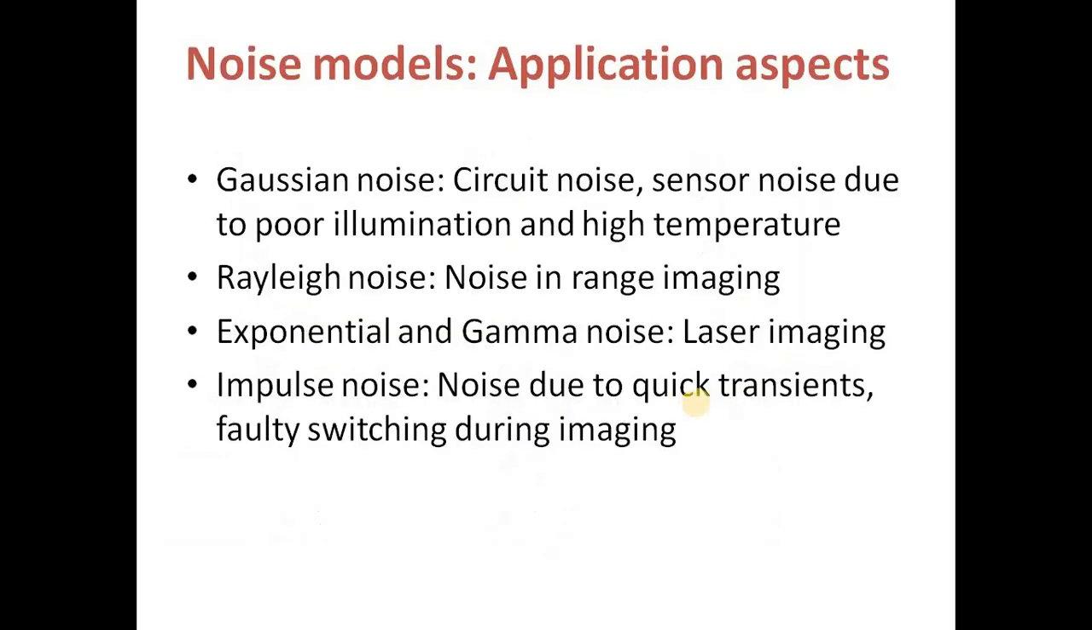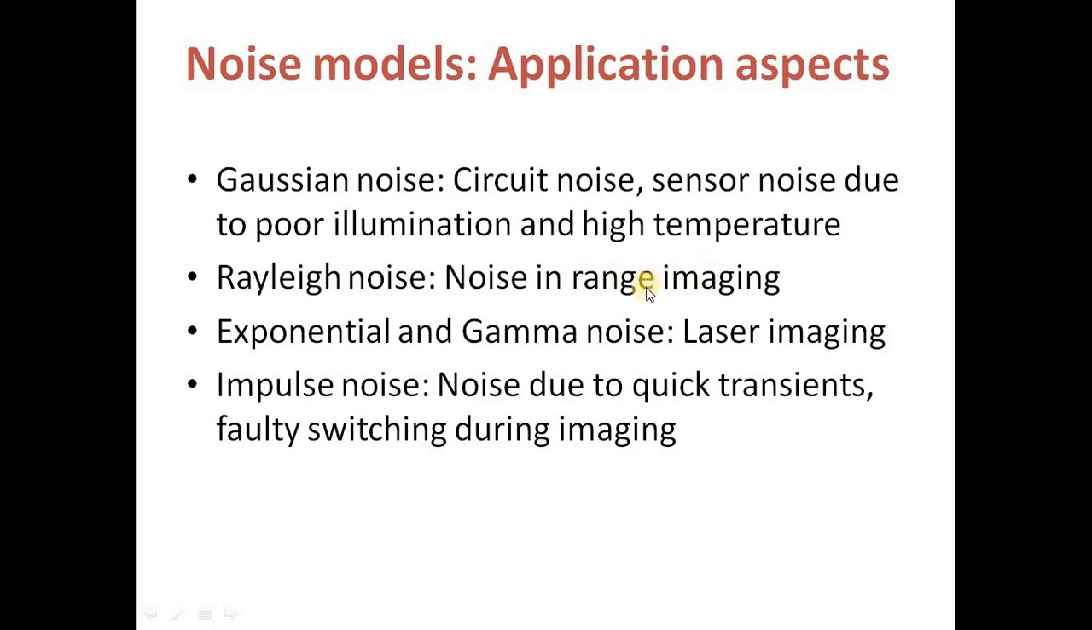So whenever we have an image that is corrupted by a noise whose source is circuit noise or sensor noise due to high temperature or poor illumination, in that case such noises are best modeled by the Gaussian noise model. Similarly, images from range imaging, in such kind of images the noises are best modeled by the Rayleigh noise model.